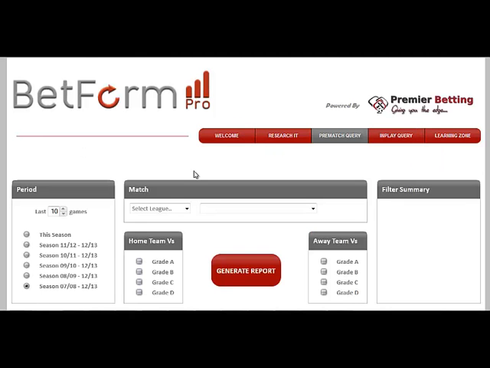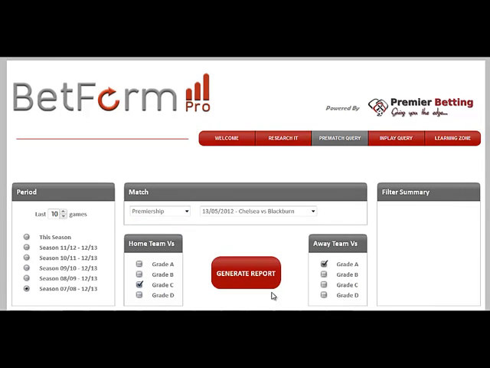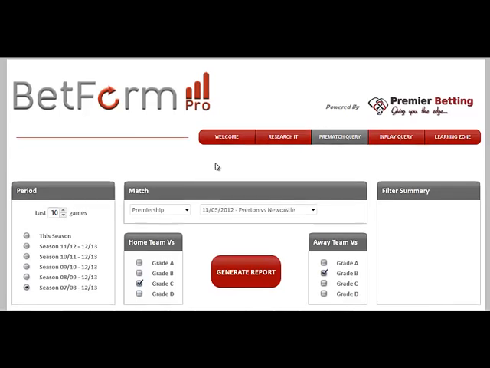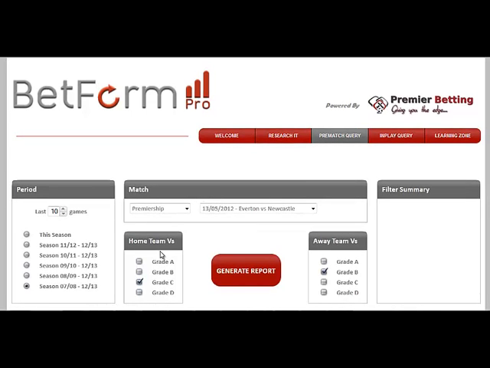Okay, so here we're going to show you another example of using the pre-match tool. Here we're going to pick the Premiership, and we'll pick the Everton Newcastle game from the last game of the season in May, 13th of May. In terms of grades, Everton sort of grade B, borderline grade C. So here we class them as a grade B / grade C, and again Newcastle, grade C.